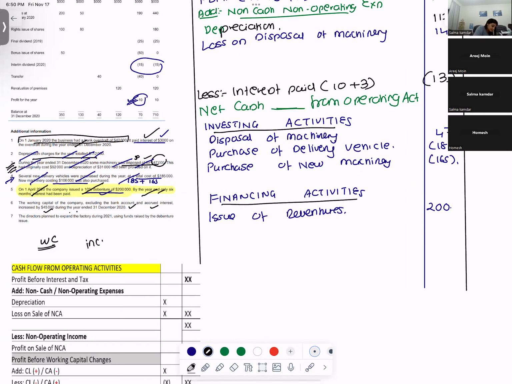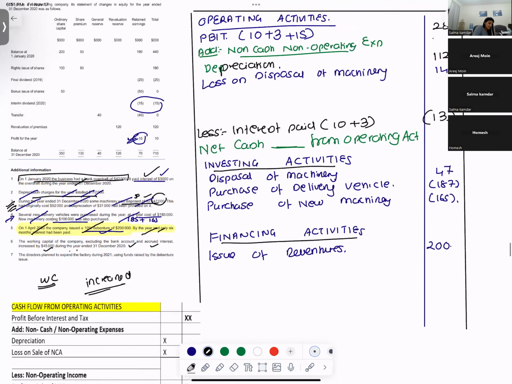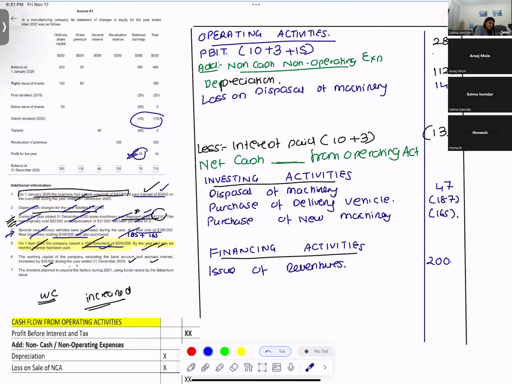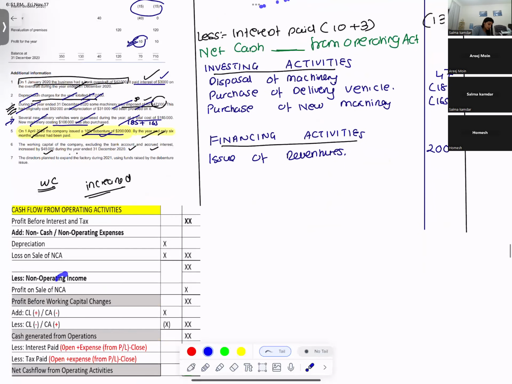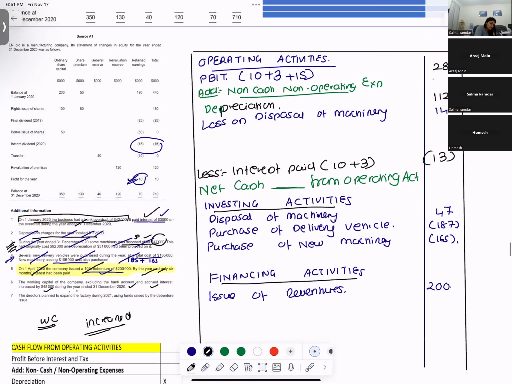Okay, you added. Now listen over here. I have non-cash, non-operating activities. Is there any non-operating income with me? No. So I will have profit before working capital changes. Can you all tell me what is my profit before working capital changes?